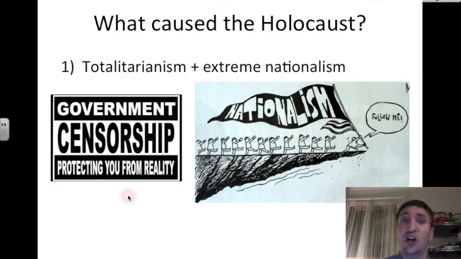What caused the Holocaust? Number one, totalitarianism and extreme nationalism. So these totalitarian dictators have government censorship, which says, we'll protect you from reality. And extreme nationalism. Here's an example of extreme nationalism where a leader says, follow me, look at our flag. This is called blind allegiance to a leader. And German citizens' blind allegiance to Hitler caused the Holocaust.